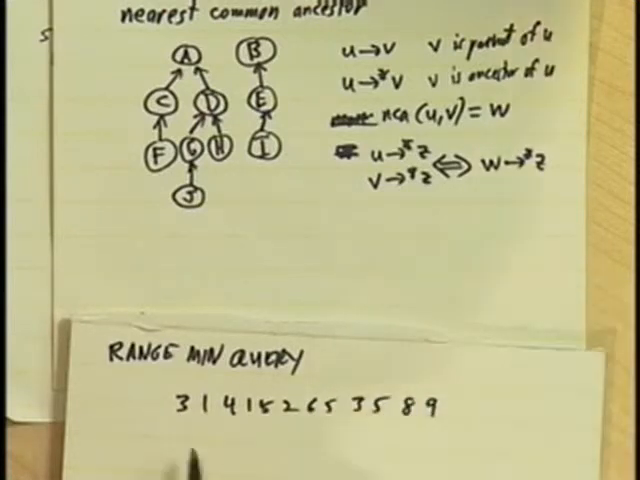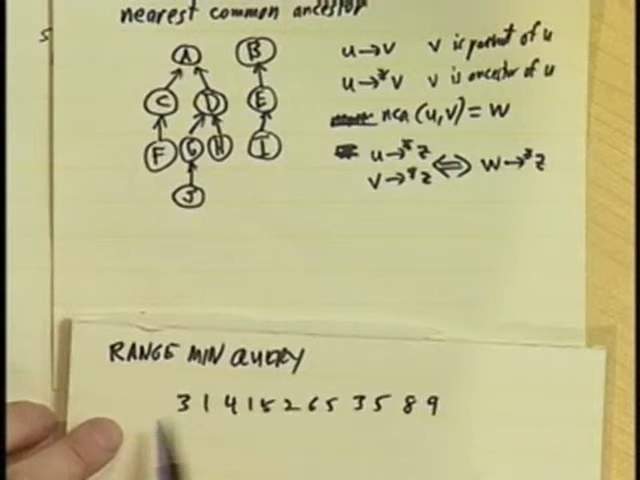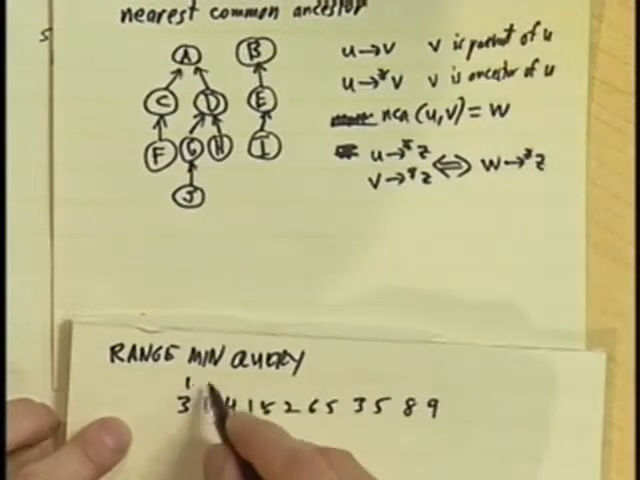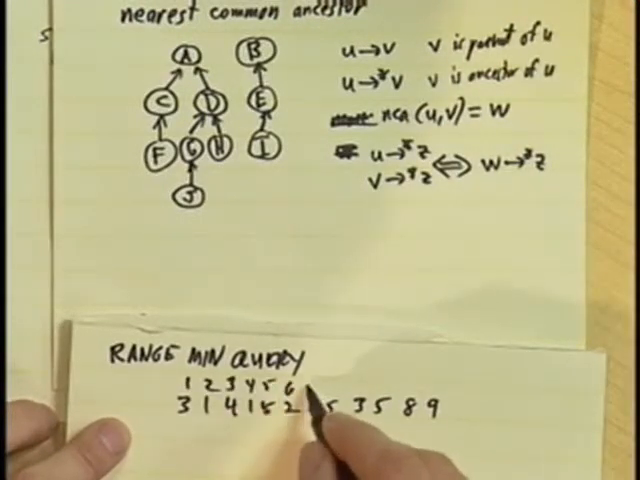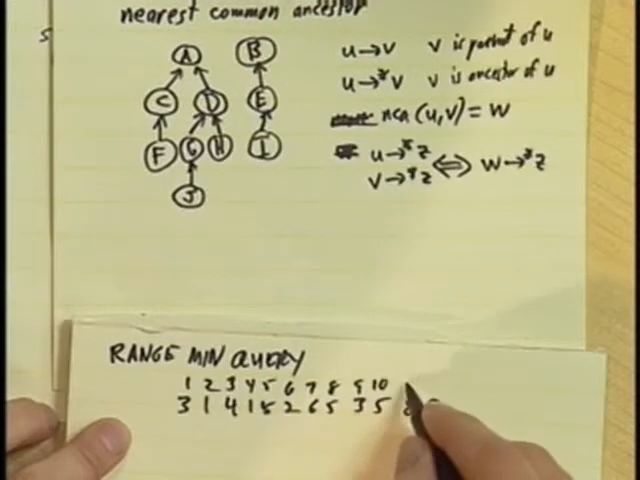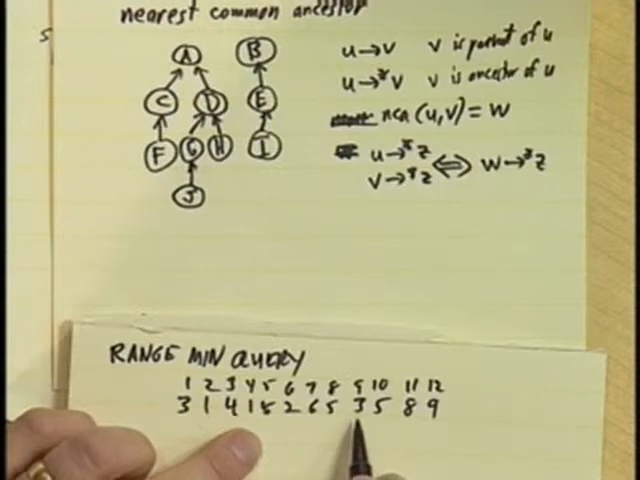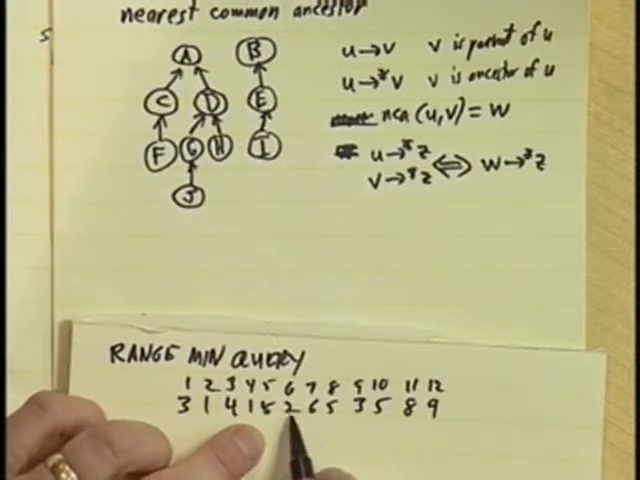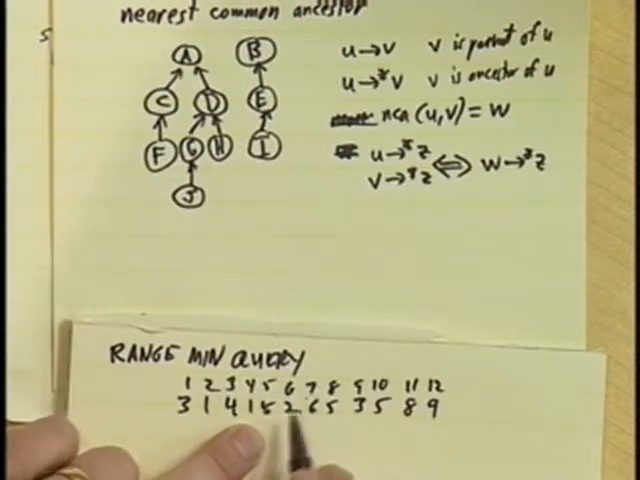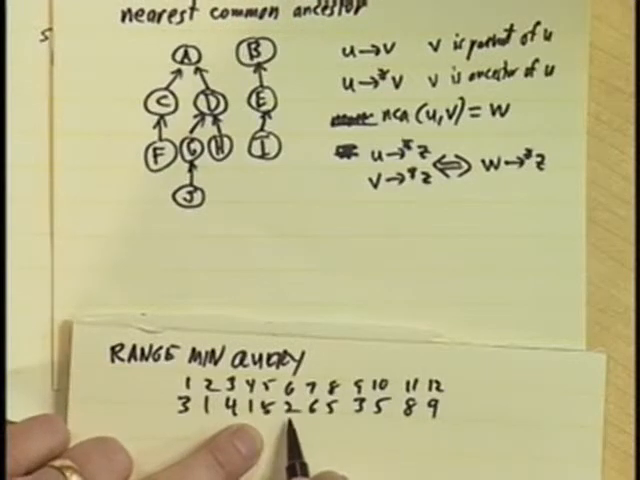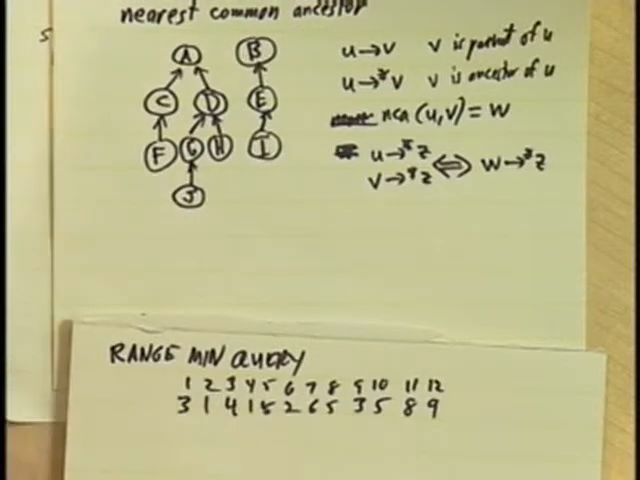I think. Anyway, so we have an array of data, and these are in locations 1, 2, 3, up to n. Okay, and the range minimum query problem says, give me i and j, tell me the place where the smallest item is between positions i and j inclusive. So if i is 5 and j is 9, then the range minimum query would say 6, because position 6 is where the smallest guy is between these positions.